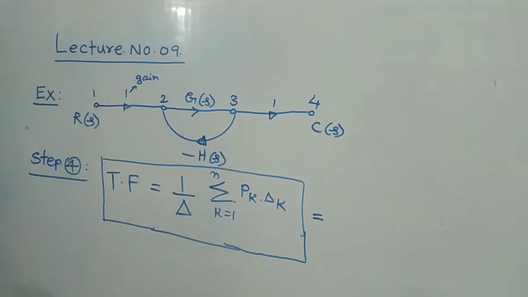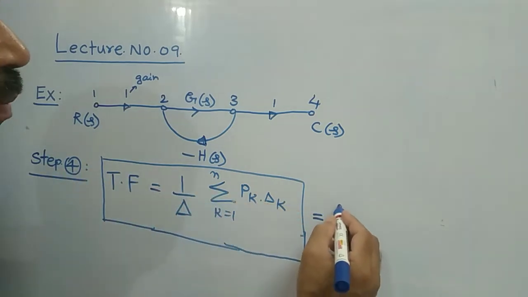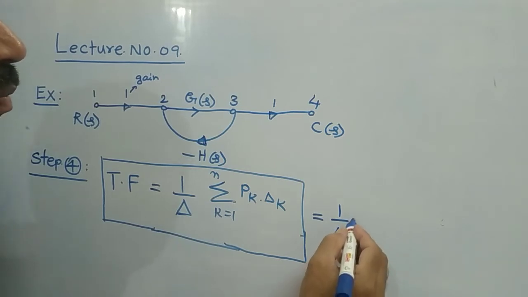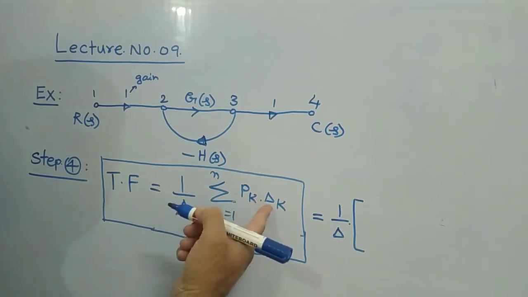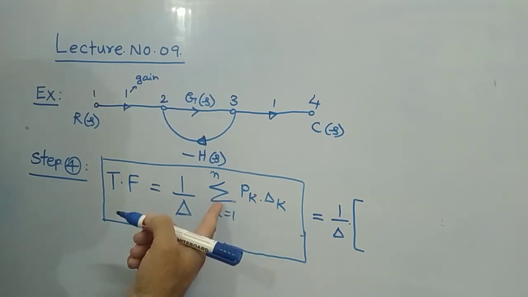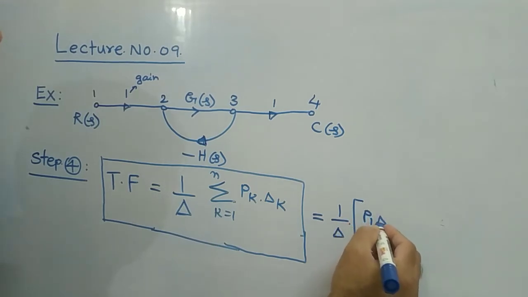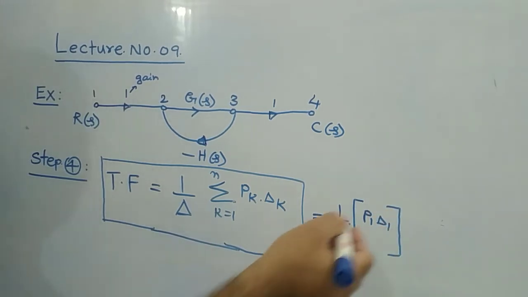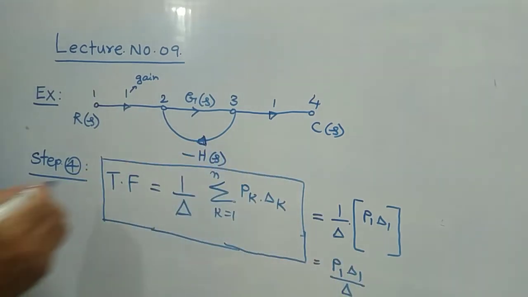Therefore, if you substitute K equal to 1 in this, you can have 1 by delta in bracket. Now as I am substituting K value as 1 here, there is no need of mentioning the summation again. Directly you can write P1 and then delta 1. That's all. This is nothing but P1 delta 1 by delta. This is what your TF is.